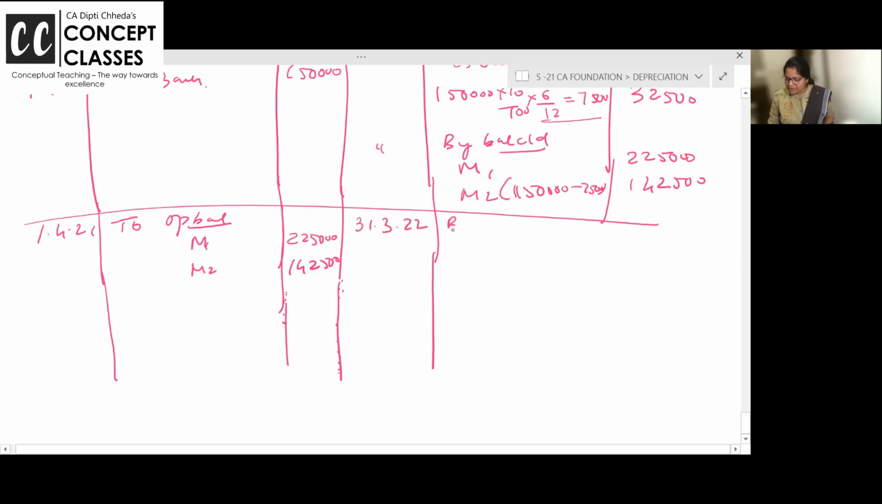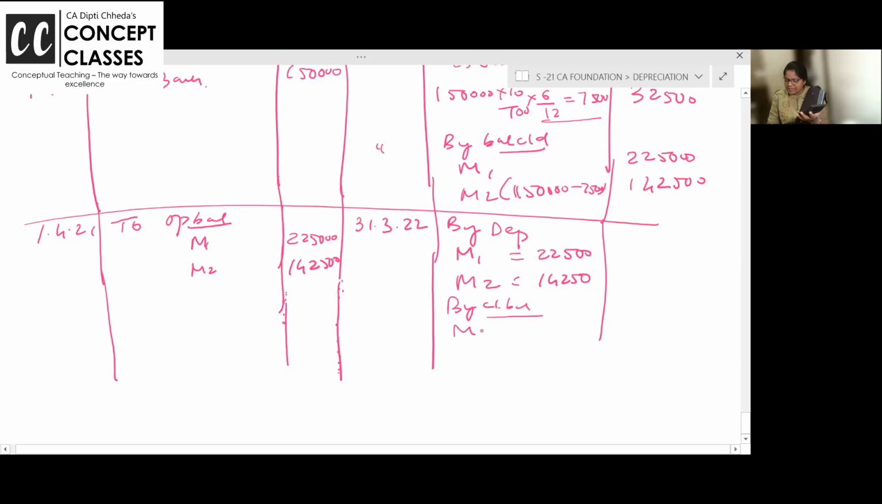31st March 22. At what rate shall we charge the depreciation? 10%. So now 2,25,000 ka 10%, machine 1, 22,500. Machine 2, 14,250. I hope you are getting that this is the WDV method. So whatever is opening, take 10%. Don't take it on the original cost. 10% of 142,500.